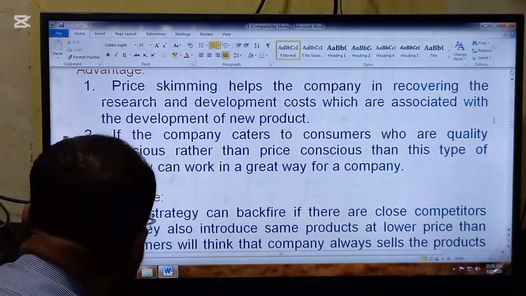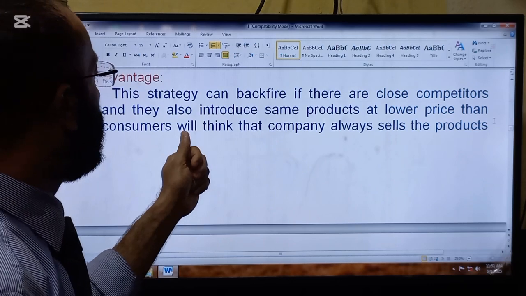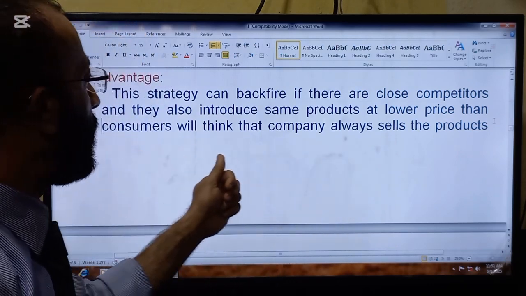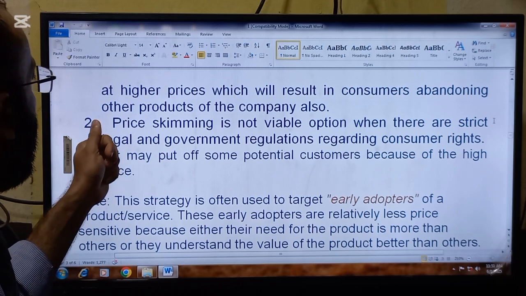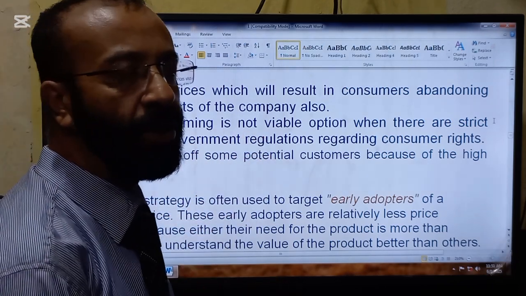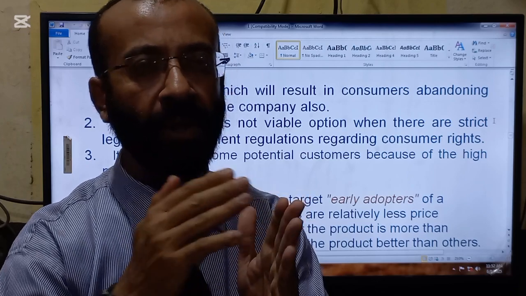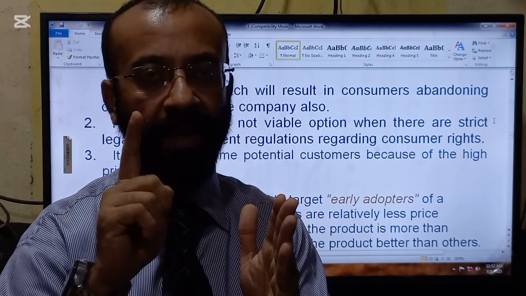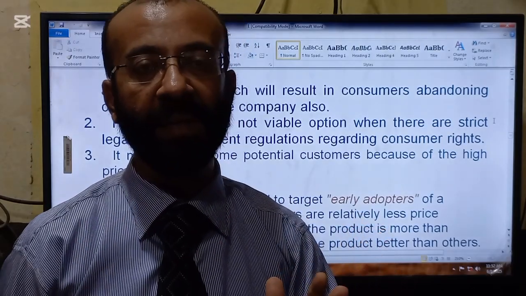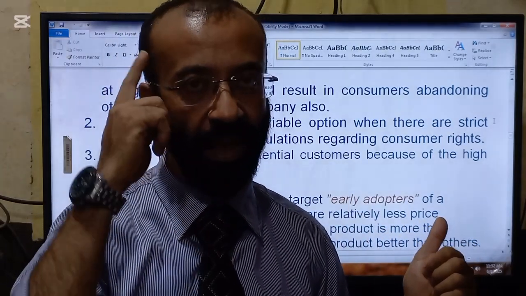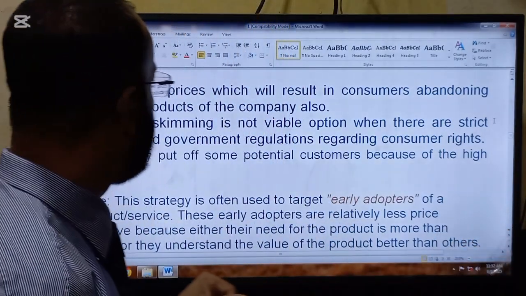The disadvantage of this kind of strategy is that it can backfire if there are close competitors who also introduce the same products at a lower price. Then consumers will think that the company always sells products at higher prices, which will result in consumers abandoning other products of the company also. If your product is not unique and other companies are selling close products to yours at lower prices, then the customers will go to that business. Brand loyalty will be lost as far as you are concerned. So this is the first disadvantage, because the customers will think you are charging high when almost the same products are available from other businesses at lower prices.